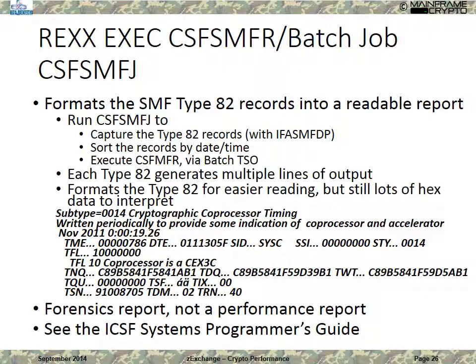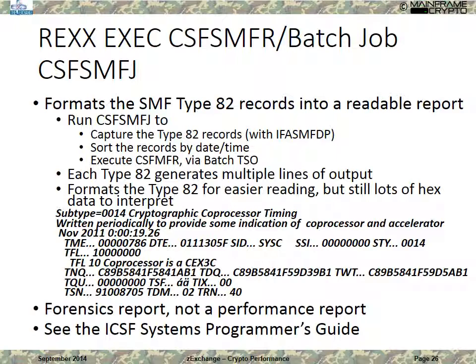There's also a REXX exec and a sample job provided for printing those Type 82 records. The SMF job will run IFASMFDP to extract the Type 82s, and then it does a sort by date and timestamp. And then finally, it executes a REXX exec that will print some meaningful data from the SMF Type 82. So for example, there we did a subtype 14, which was that coprocessor timing. We can see things like this was from system ID SYSC. It's got the date and timestamp.